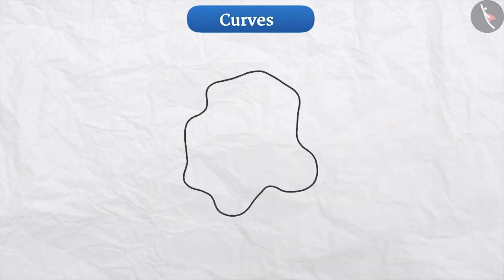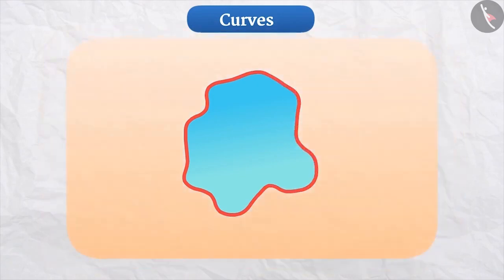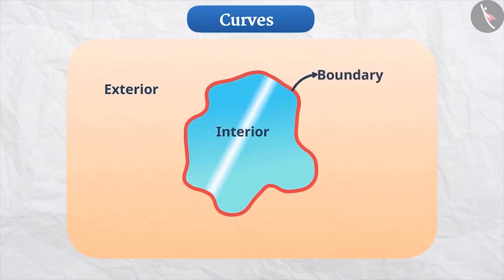When we talk about a closed curve, we say it has three parts: the part inside the curve, the part of the curve, and the part outside the curve. The part inside the curve is called its interior. The part outside the curve is called its exterior and the part of the curve is called its boundary. Interior and boundary of a curve together form its region.